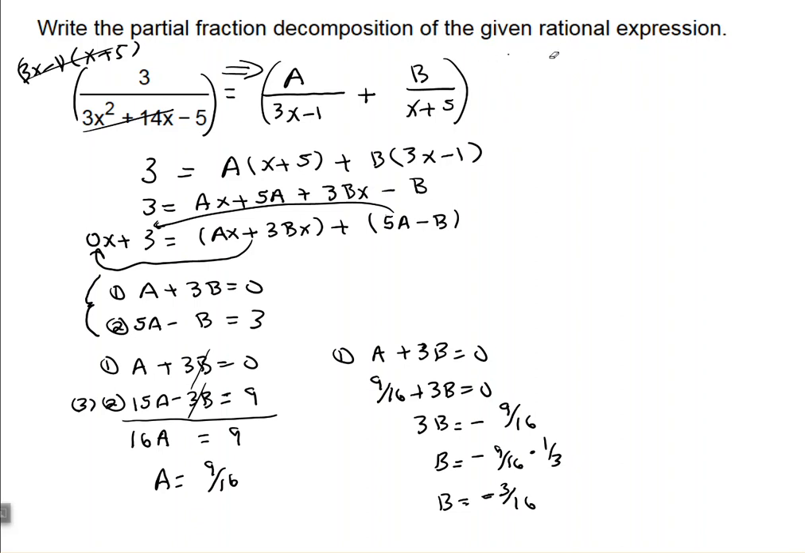So now I go back up here, fill in A and B, and we're done. So A was 9/16. So I have 9 in my numerator, 16 in my denominator, times that 3x minus 1. And then B was negative 3/16. So I'm going to say minus 3 in my numerator, 16 in my denominator, times the x plus 5.